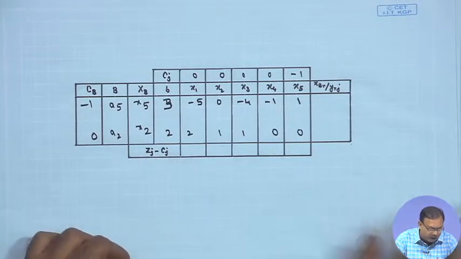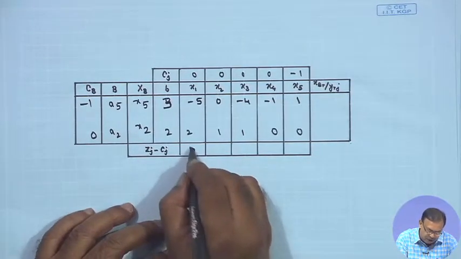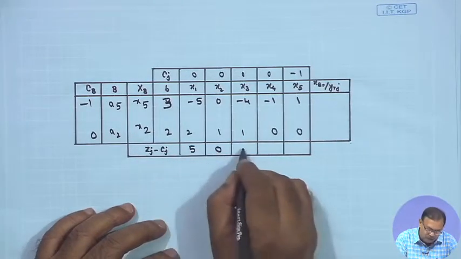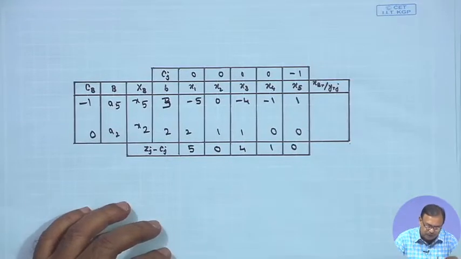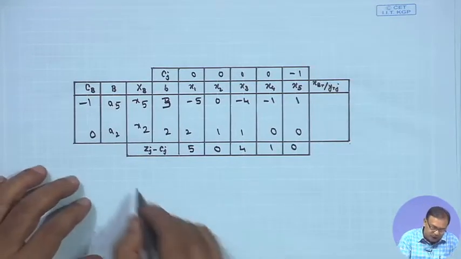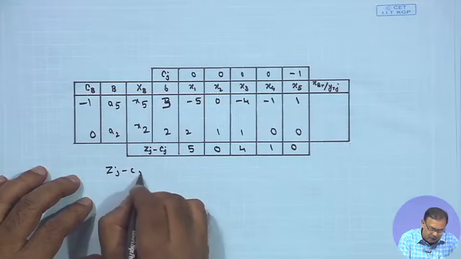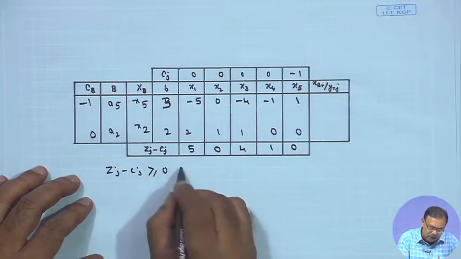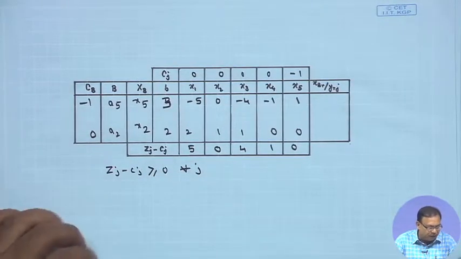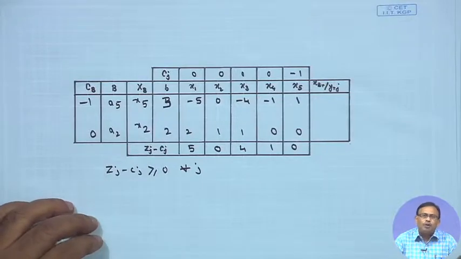Now, calculate the zj minus cj value. Zj minus cj value will be 5, 0, 4, 1, 0. So, if you see, your zj minus cj is greater than or equal to 0 for all j. So, what will be the conclusion? The conclusion is whether I should go to phase 2 for the optimal solution.